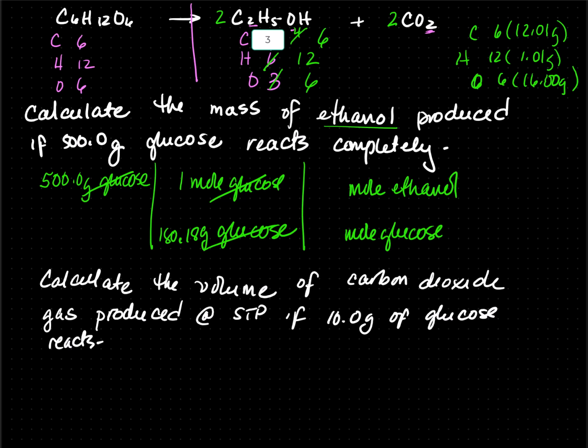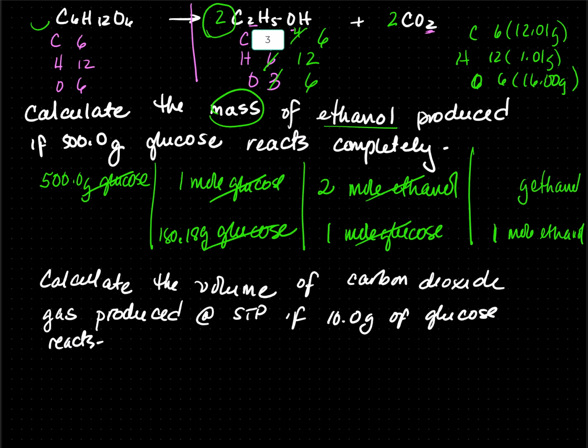The numbers in front of the moles are the coefficients of the balanced equation. Ethanol, there is 2. So I'm going to have 2. The coefficient in front of glucose is 1, so I'm going to have 1. If I stop here, I'm at moles of ethanol. I don't want moles of ethanol. I want mass, so I need to go one more time. Moles of ethanol, moles of ethanol. There's 1 mole, and I need to find its grams of ethanol.